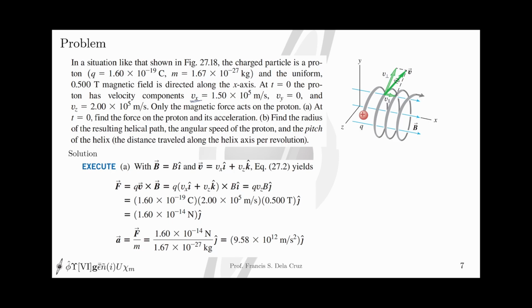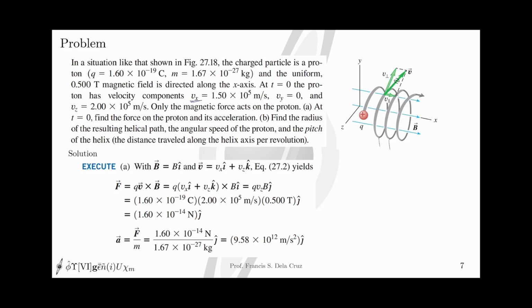And the last, let's call it letter C, find the pitch. So the pitch would be the distance between these two. That's the pitch. So what would be the pitch of this helix? For letter A, we express our magnetic field and velocity as vectors, with vector components, written in vector notation form.